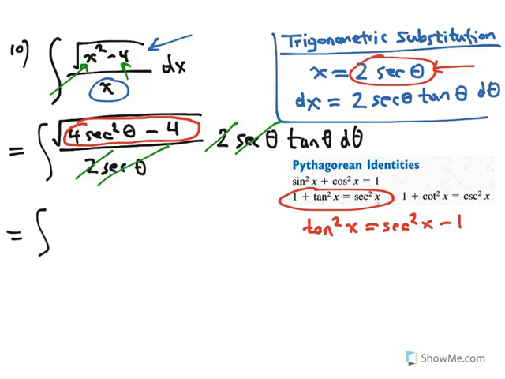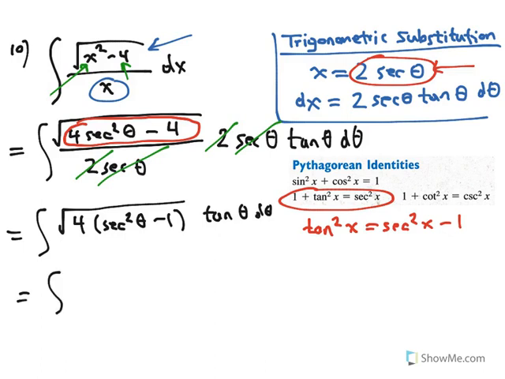So now we have in the radicand 4 secant squared theta minus 4. The two terms have a common factor of 4, so I can factor that out, and I will have secant squared theta minus 1. And then I have tangent theta d theta. And I have the square root of a product, so I can write that as a product of the square roots. And I will replace secant squared theta minus 1 with tangent squared theta.